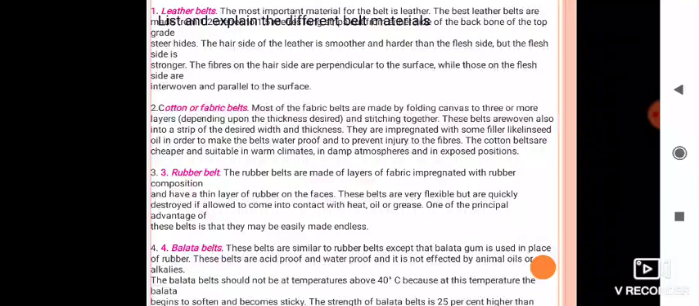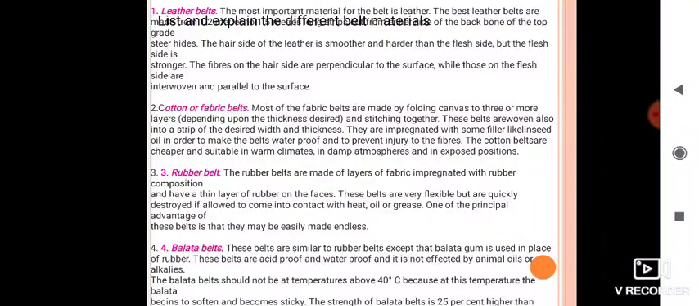The most important material for the belt is leather, as you know already. So materials are almost made from leathers only, as you know already, and the procedure is given in the notes, you just read it. And second, cotton or fabric belts.